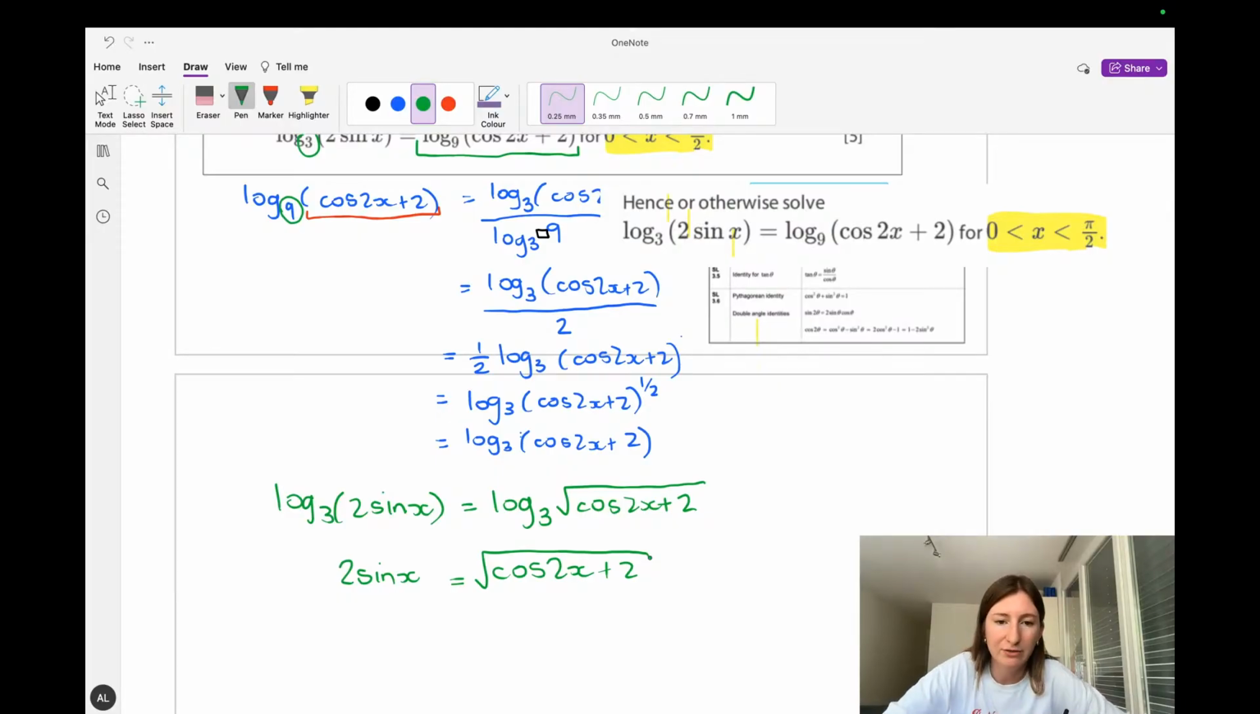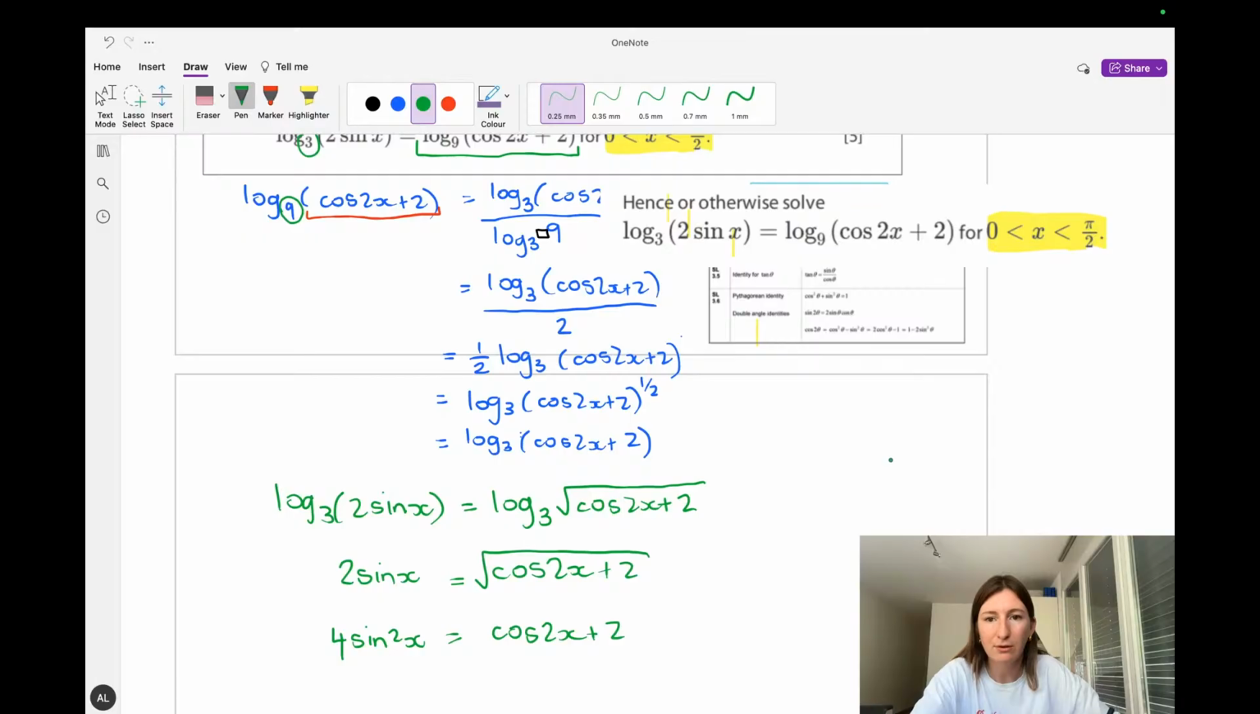All right, and now we have just a trigonometric equation to solve. We're still in paper 1, so no calculator for us, unfortunately. Let's try and solve. I see a square root. I don't like a square root, so I'm going to square both sides. So I'm going to get 4 sine squared x if I get rid of that root, which gives me cos 2x plus 2. And now cos 2x, that's also something we're going to need to change.